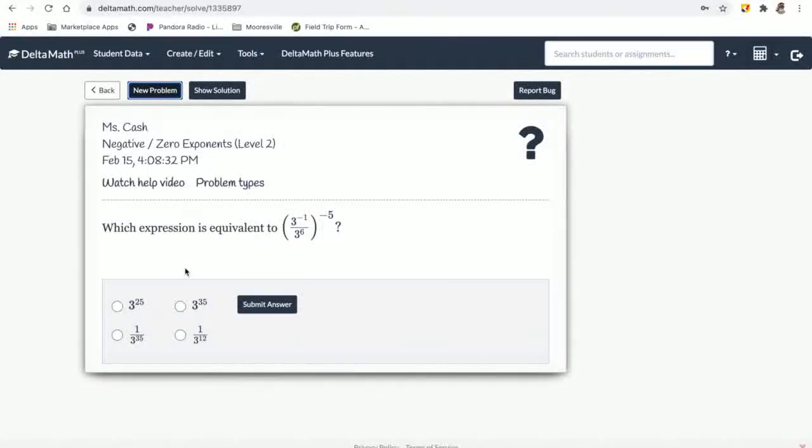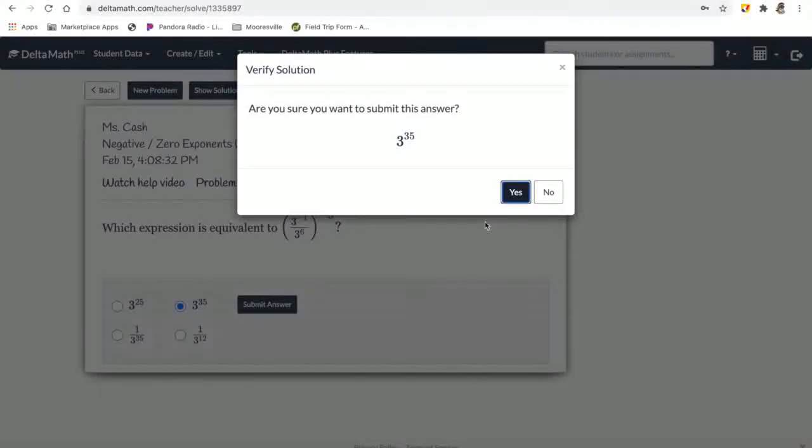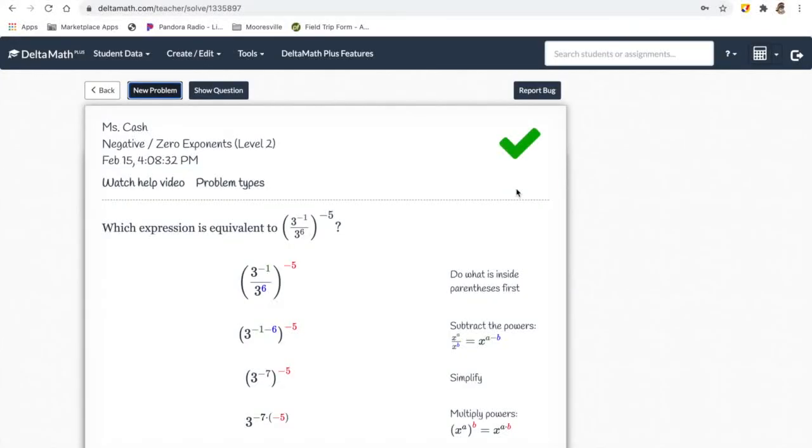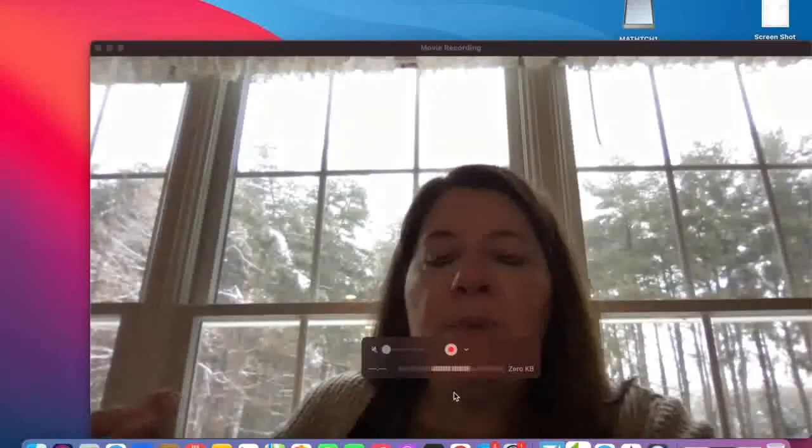I go back to DeltaMath. I type in or click 3 to the 35th. I hit submit, yes, and we got it right. So you see, every bit of these problems, every one of them can be done in DeltaMath. You got to make sure you have got some paper.